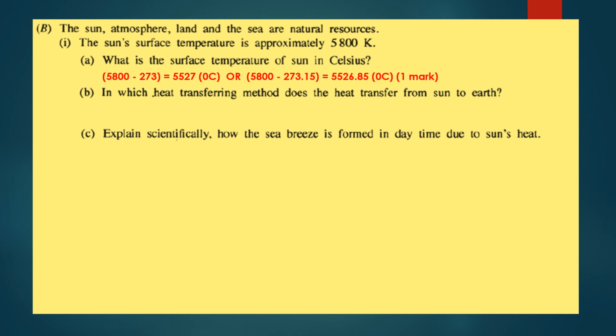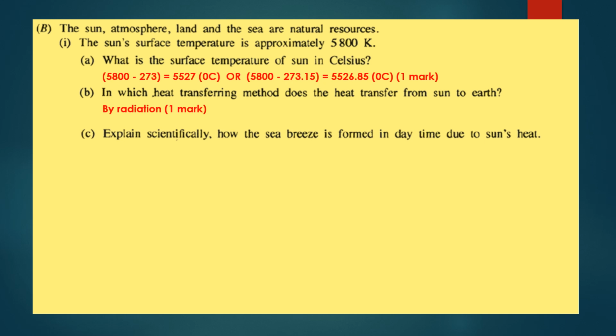5800 minus 273, that means 5527 degrees Celsius, or 5800 minus 273.15, it is 5526.85 degrees Celsius. You can earn 1 mark. B. In which heat transferring method does the heat transfer from the sun to the earth? There are 3 methods of transferring heat: conduction, convection and radiation. Heat is transferred from the sun to the earth by radiation.